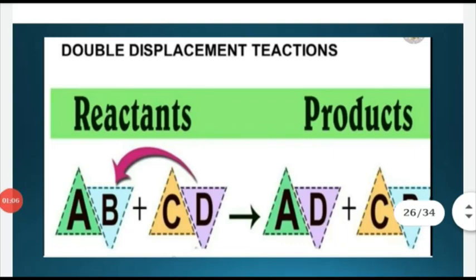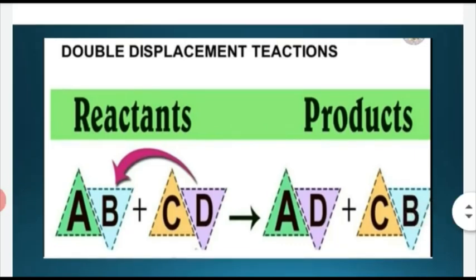Next one is the double displacement reaction. See this picture, you can understand what is meant by double displacement reaction. AB plus CD gives AD and CB. So here, when two compounds react, if their ions are interchanged, then the reaction is called a double displacement reaction.